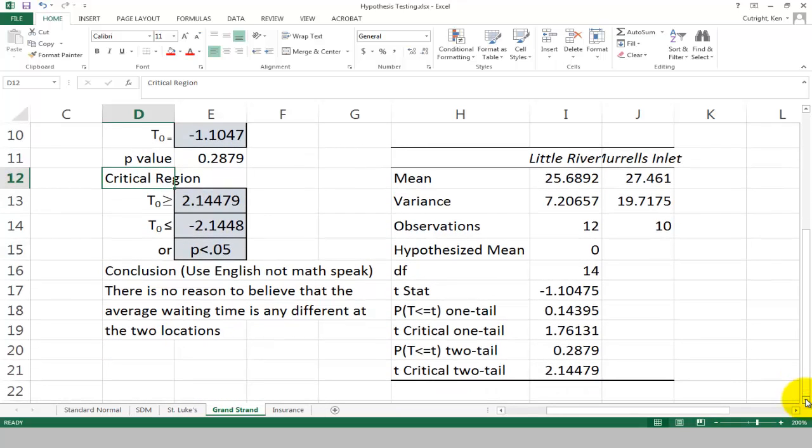Okay, so that was a hypothesis test comparing the means of two populations where the data is not paired, the population variances are not known, and so we have to use the sample variances, and they're assumed to be unequal. The population variances are assumed to be unequal.